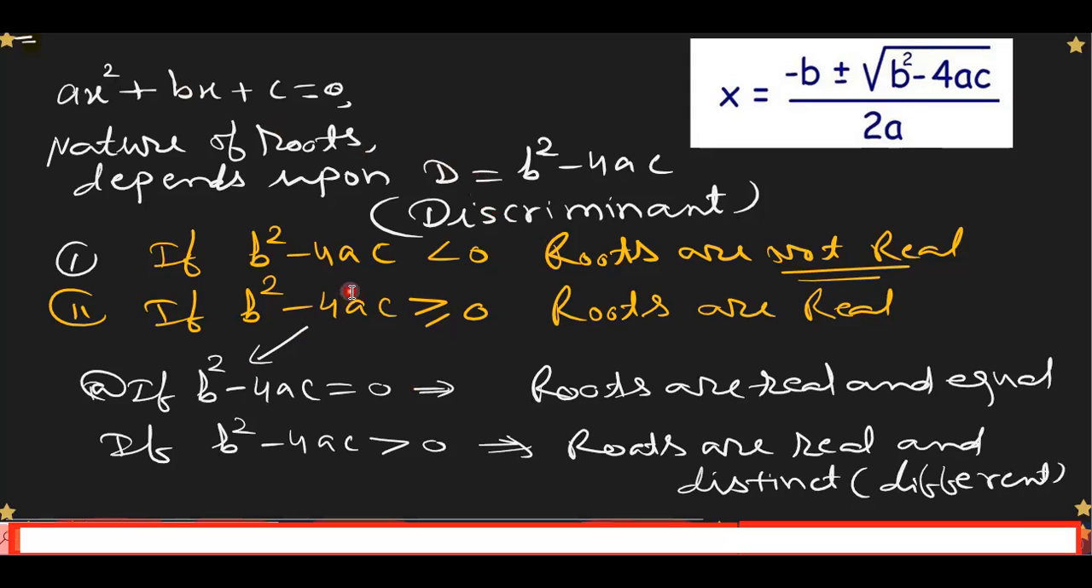First is if b square minus 4ac is less than 0, roots are not real. If b square minus 4ac is either 0 or greater than 0, roots are real.